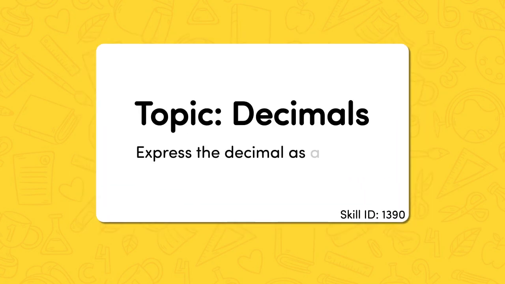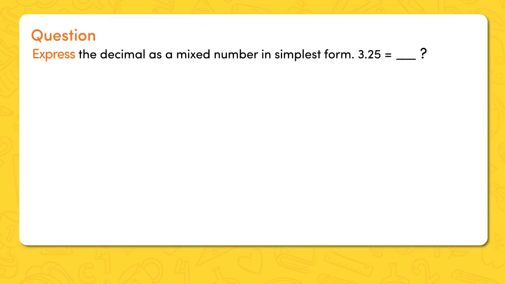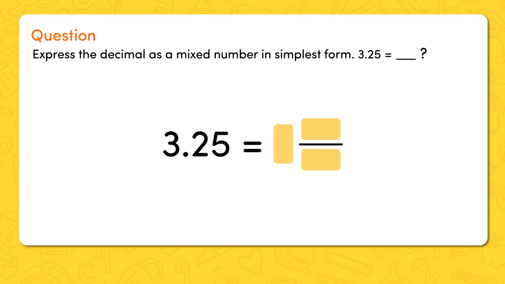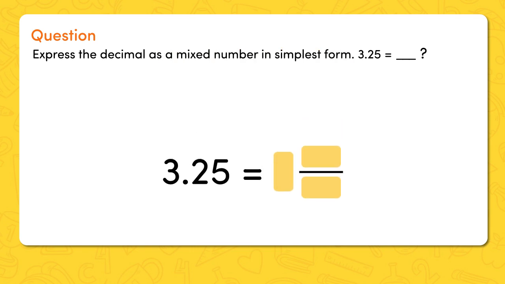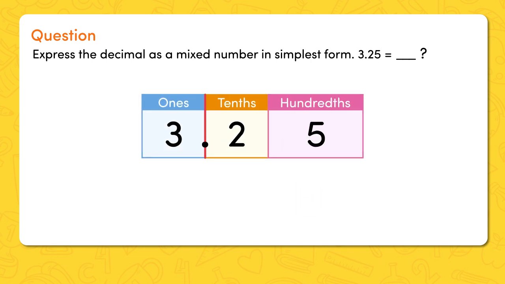Express the decimal as a mixed number in simplest form. Express the decimal 3.25 as a mixed number in simplest form. Let us use the place value chart to help us.